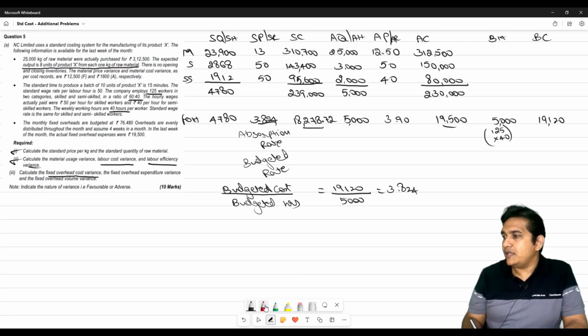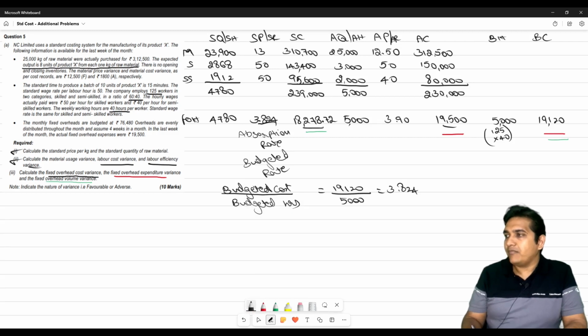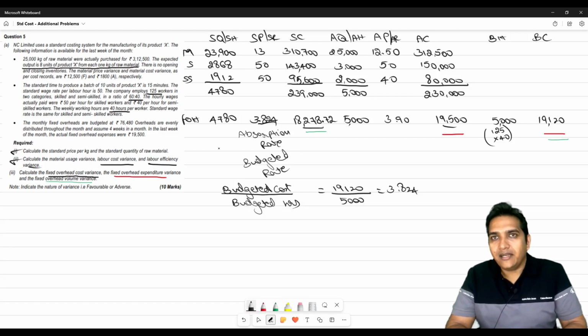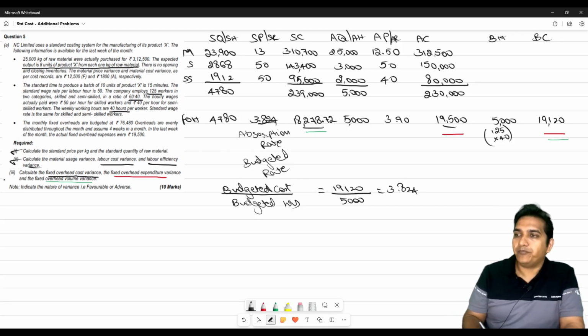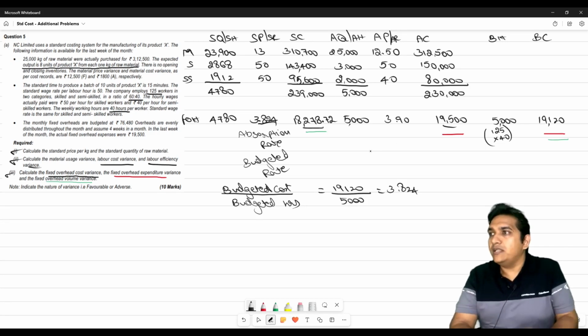Let's do it this way. Fixed overhead expenditure variance will be budgeted minus actual, and then they ask us to calculate volume variance. Volume variance will be standard cost minus my budgeted cost, right? So if you do these three, your problem is completed. Your problem is solved, right? That is all the information, that is all the requirement of the question. Now I think that is all in this question.